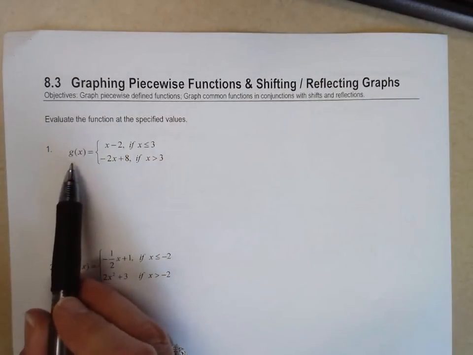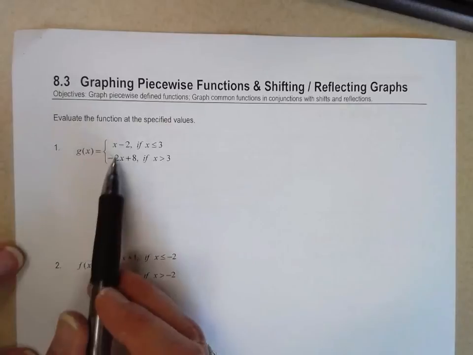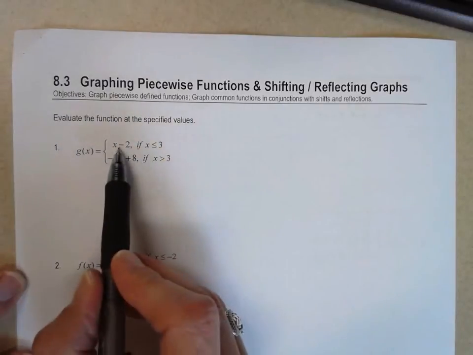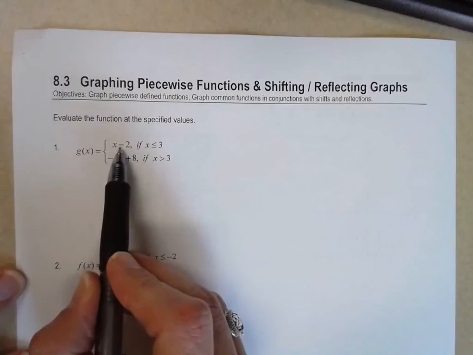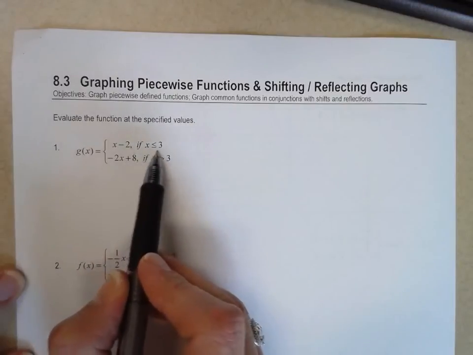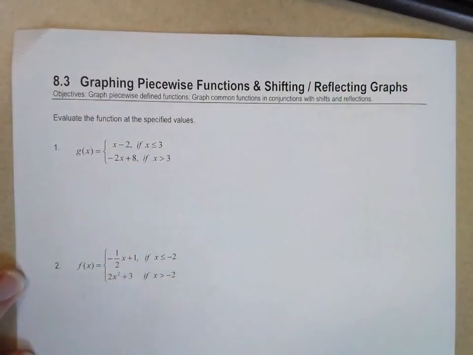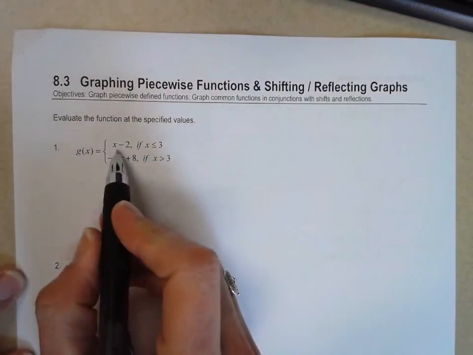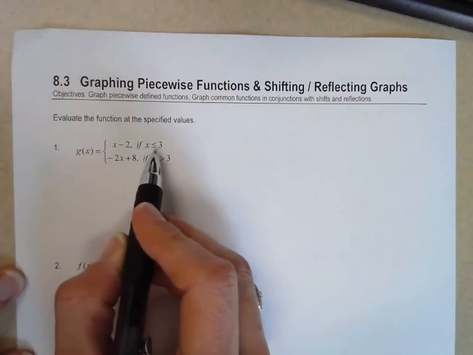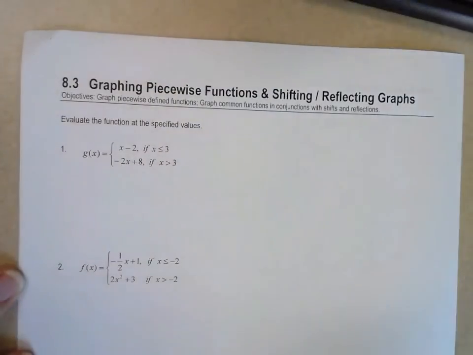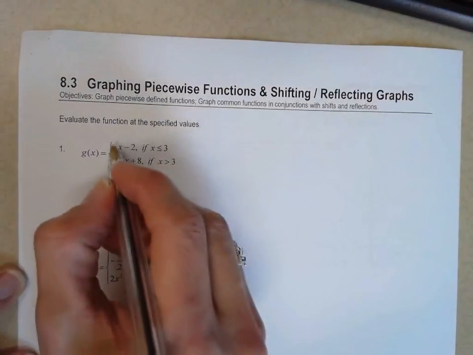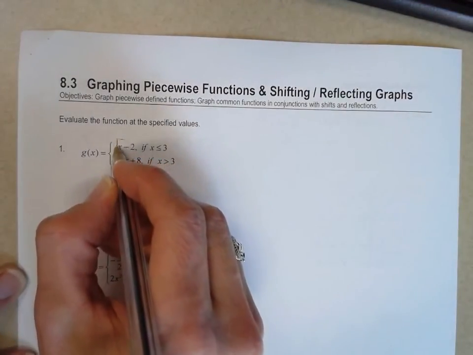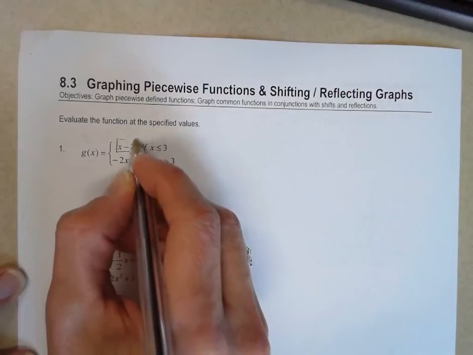So number one, g of x is what we call a piecewise function. So it's defined in two different pieces. It's defined to be the function x minus 2 if x is less than or equal to 3. And it's negative 2x plus 8 if x is greater than 3. So basically it is a function that is defined in two different rules.